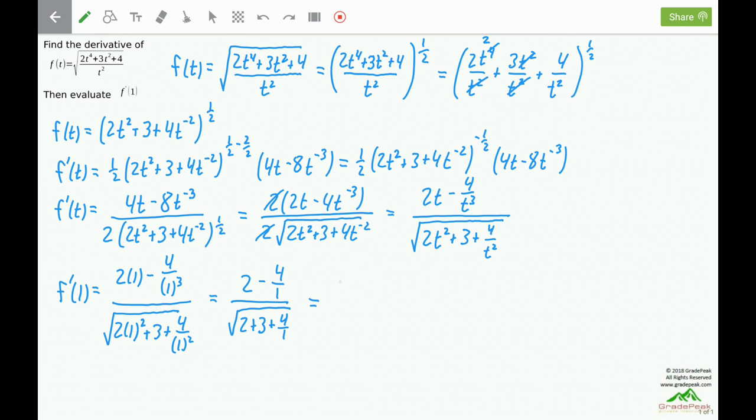4 over 1 is just a 4, so we will have a 2 minus a 4 over the square root. 2 plus 3 is 5, plus 4. And 2 minus 4 is negative 2 over the square root of 5 plus 4, which is a 9. And that will give us a negative 2 over 3.